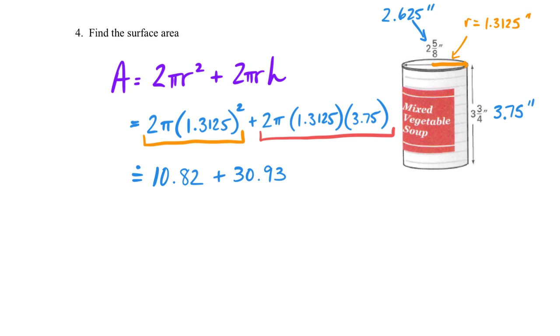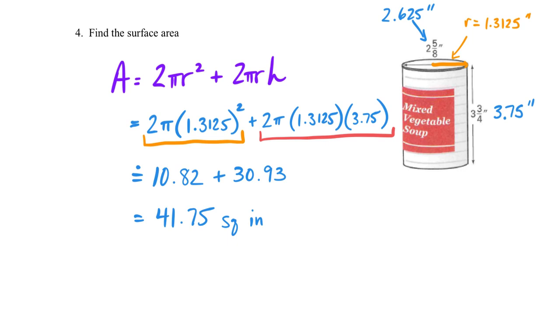You'll notice at the beginning of that line, I've marked that as an approximate to show that rounding has occurred. But now on my next line, I don't need to round those two values. My 10.82 and my 30.93, I can give an exact value for that of 41.75 square inches. And that's how we can work through a pretty exact solution.